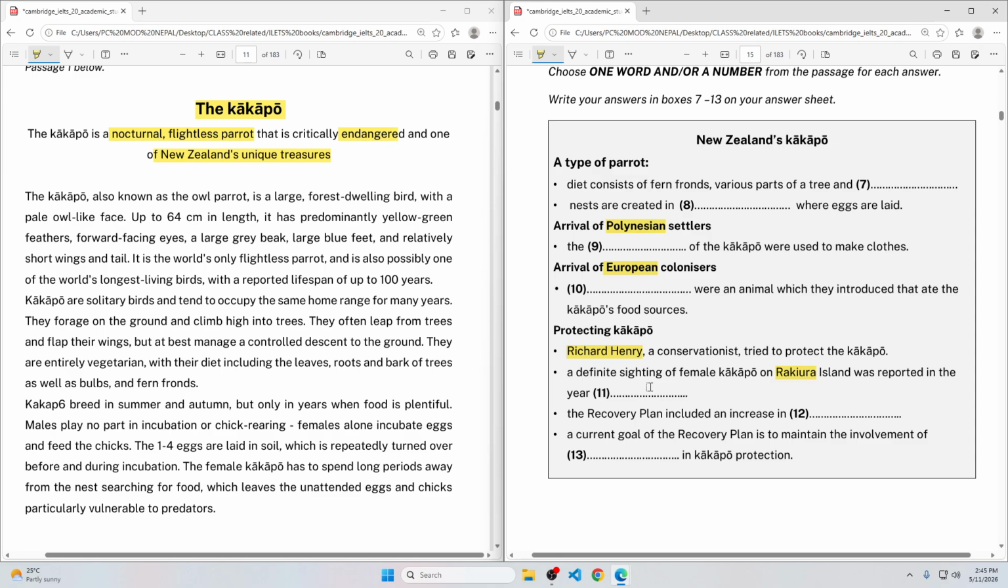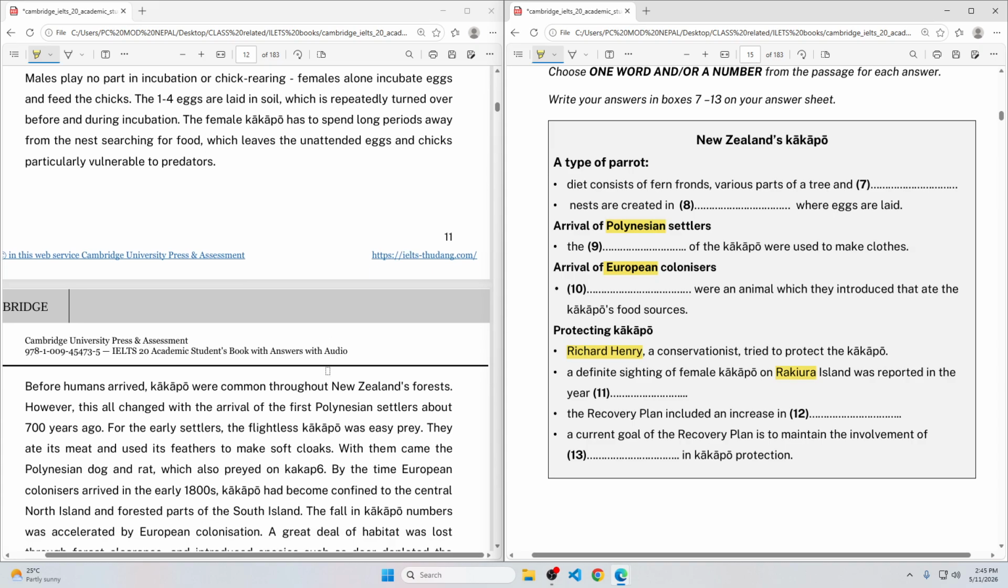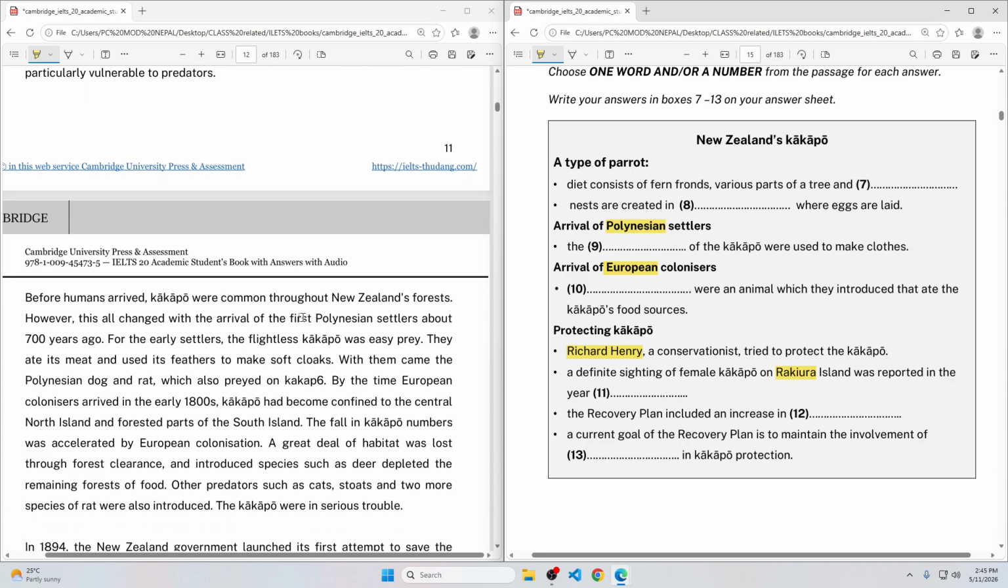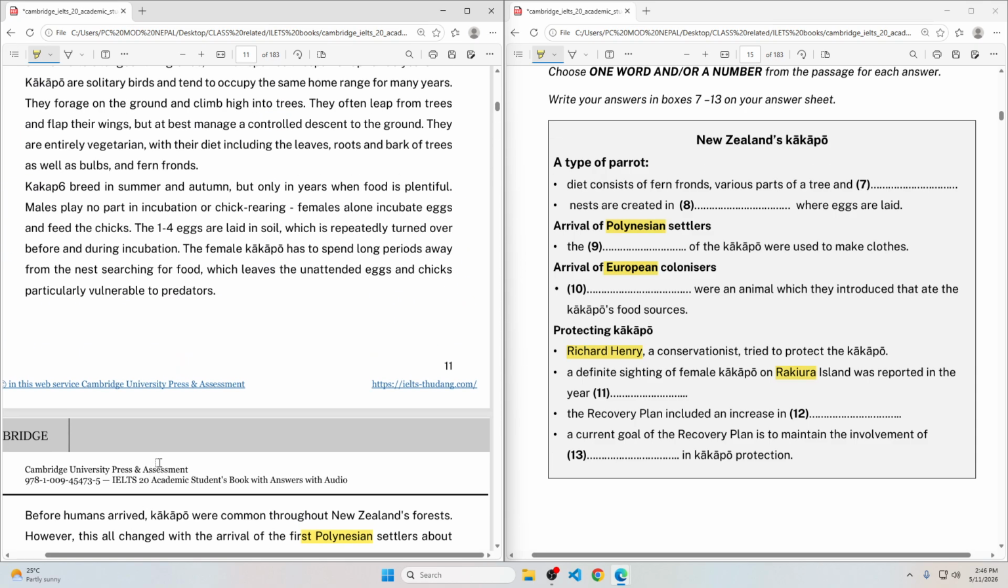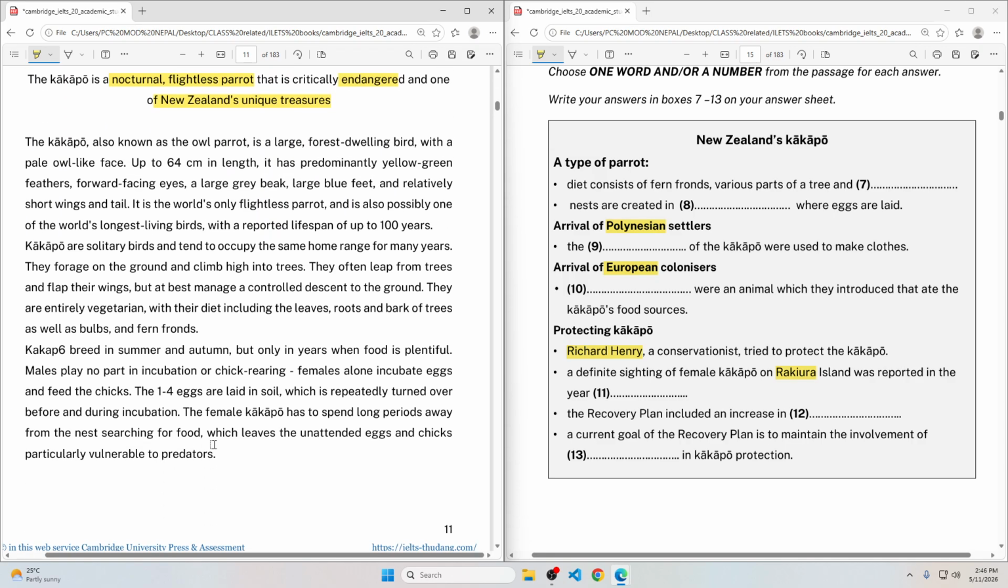So we are going to search for arrival of Polynesian settlers. We are not going to search for anything else. We are not looking for question number 7 or 8. And if you have paid attention, I have actually not read those questions at all. I'm looking for Polynesian settlers. Since it is a name, it won't be changed and P will be capital. If not, we'll find European. So I think the right place to start looking for question number 7 and 8 is the first paragraph.